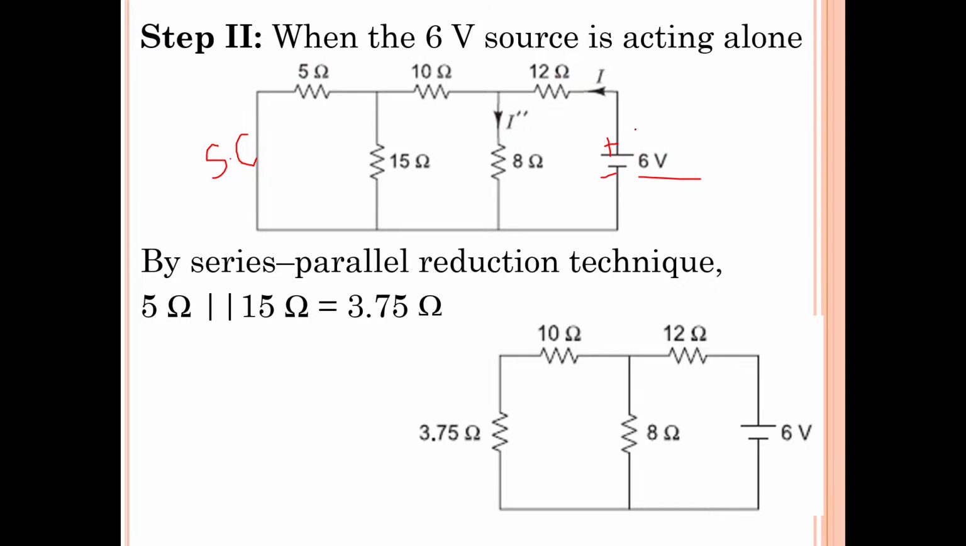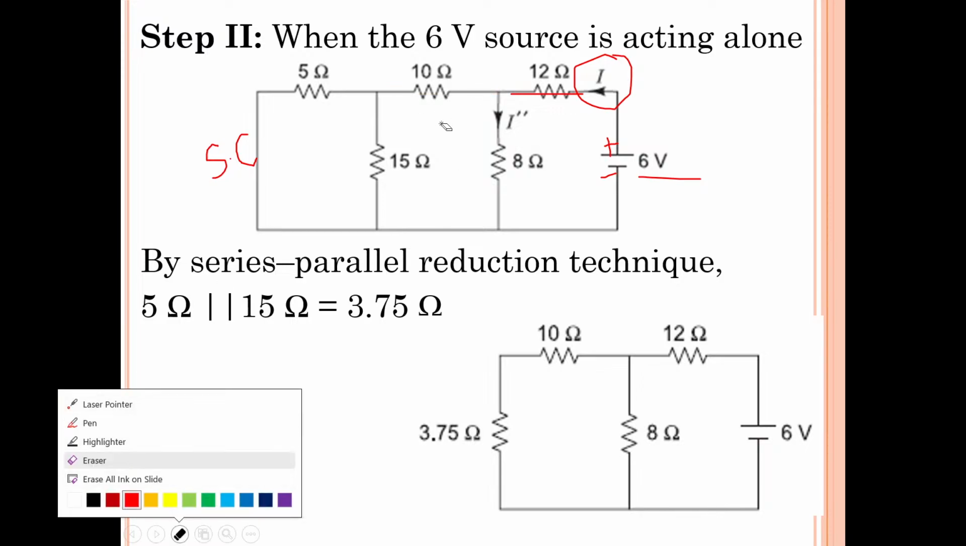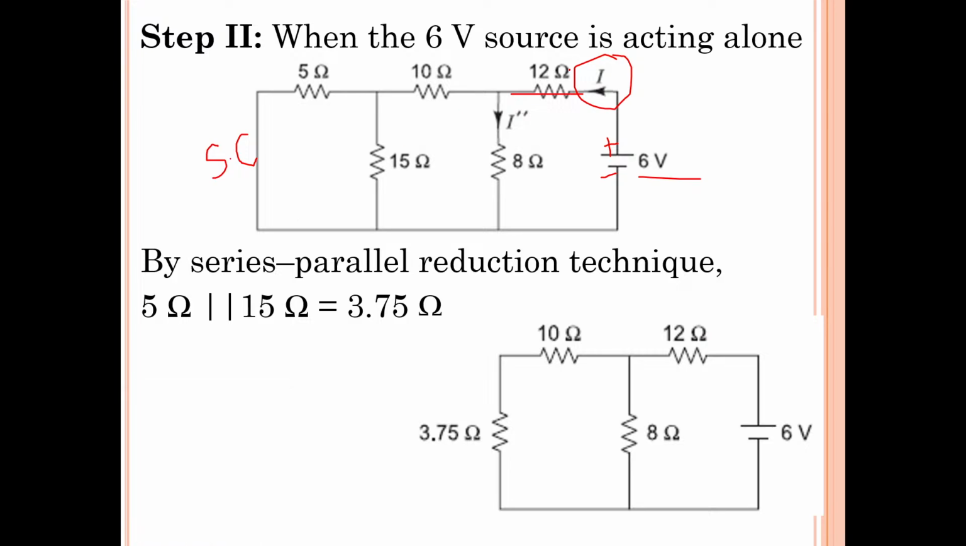Because of this 6 volts, let us assume I amperes of current flows into this circuit. So I amperes is the total current flowing into the circuit. This I amperes current flows through 12 ohms. At this node, what will happen? Current will divide.